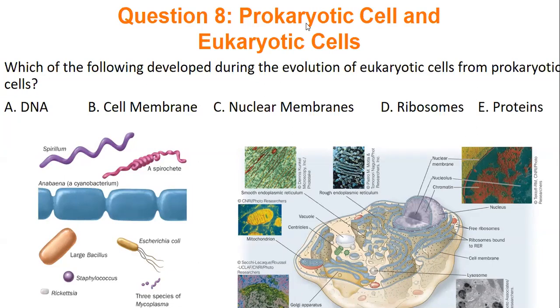All right, so what developed during the evolution of eukaryotic cells from prokaryotic cells? Did we make DNA, cell membrane, a nuclear membrane, ribosomes, or protein? Basically, what's the difference between a prokaryote and a eukaryote? Going all the way back to Gen Bio 1, I think. I don't know, I haven't taken Gen Bio 1 in a long time. And in this class, we're going to be jumping between an animal cell and a prokaryotic cell quite a bit, talking mostly about humans and E. coli and a little bit of yeast.